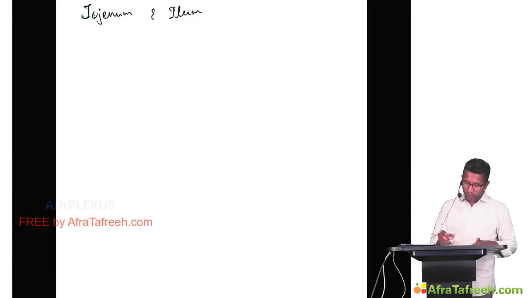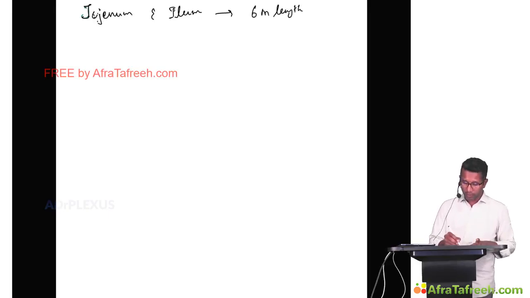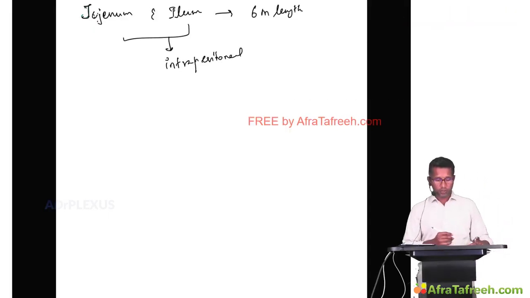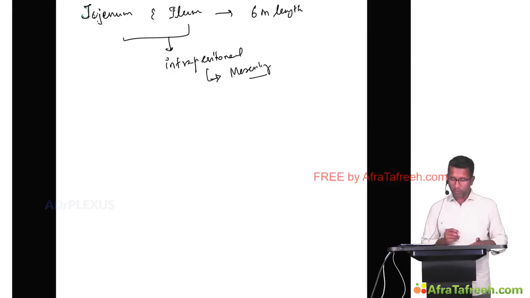Together they measure approximately 6 meters in length, and both of them are intraperitoneal organs. They are intraperitoneal in nature. They are suspended by a fold of peritoneum called the mesentery.